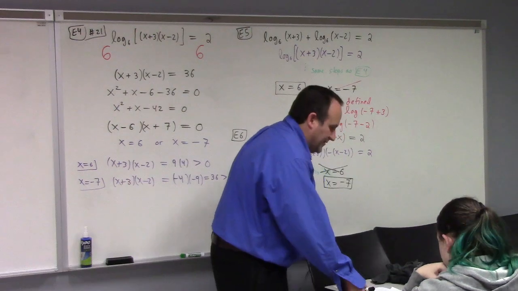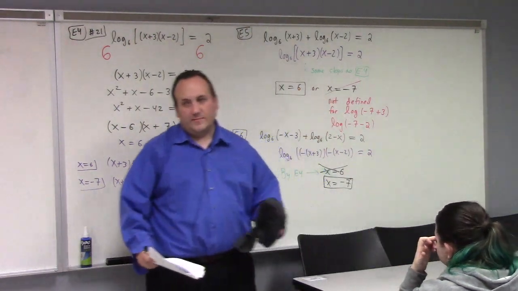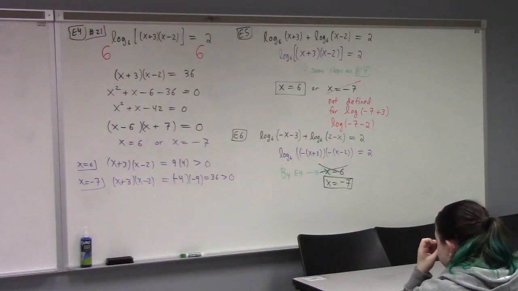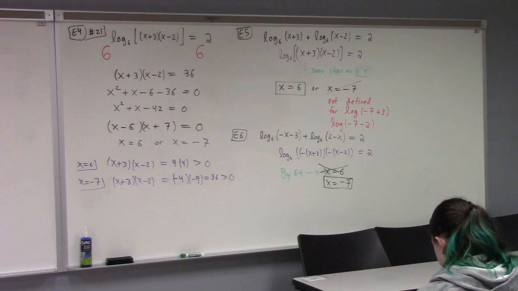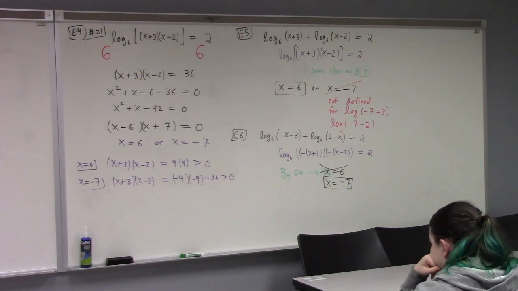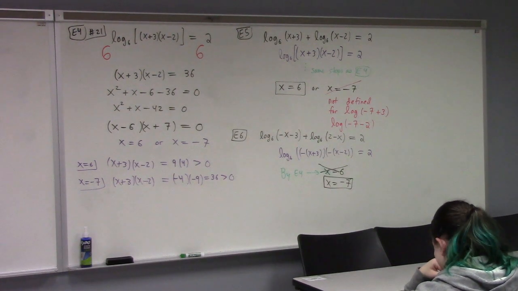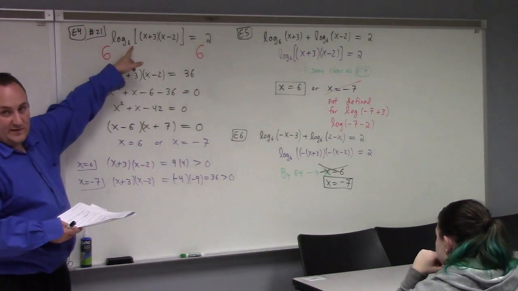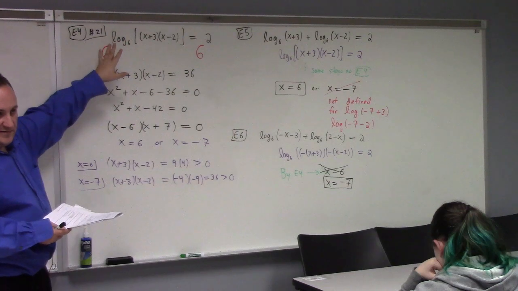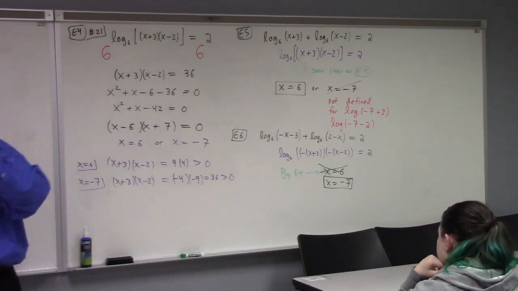So long story short, for all these log problems, you've got to check your answer. That's the takeaway message from all this. And how do you check the answer? You can't just look at it and say, oh, it's positive, so the log makes sense, or oh, it's negative, so the log doesn't make sense. That's not how it works. You have to take the number and put it back into the original equation and see whether or not that makes sense. That's the judge, the initial equation.